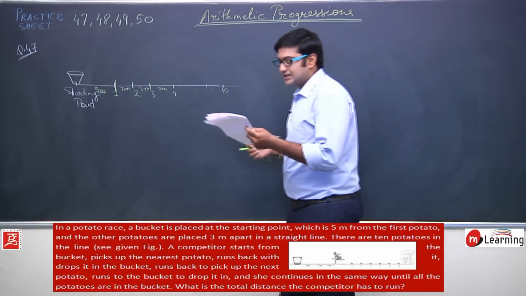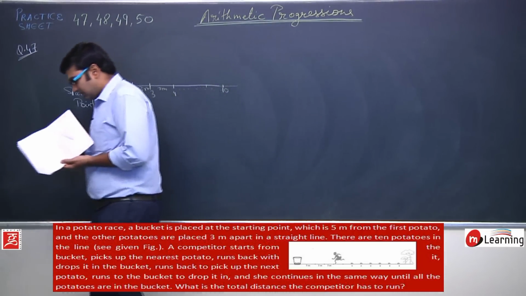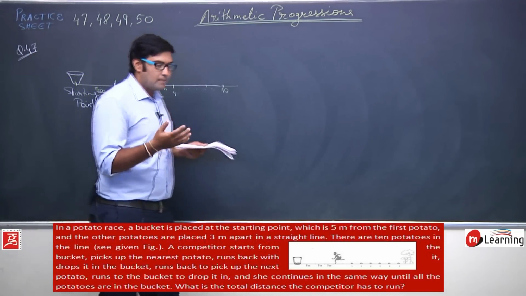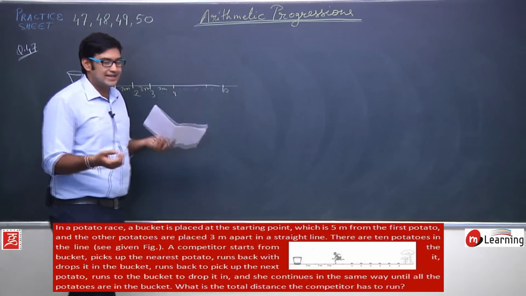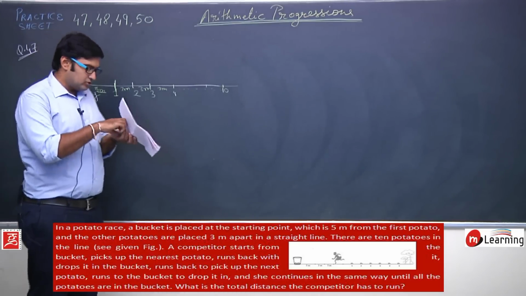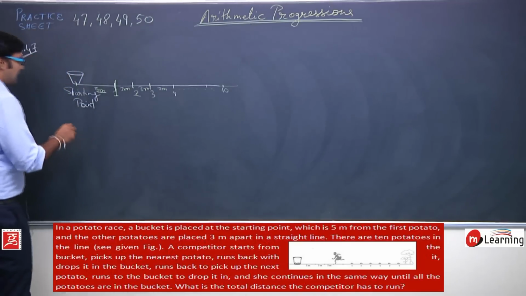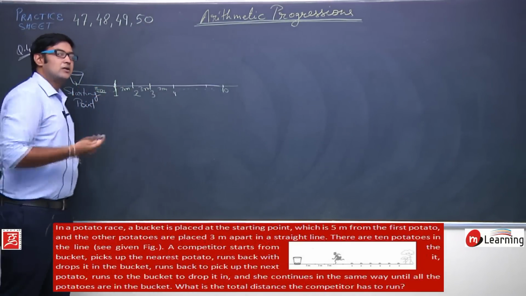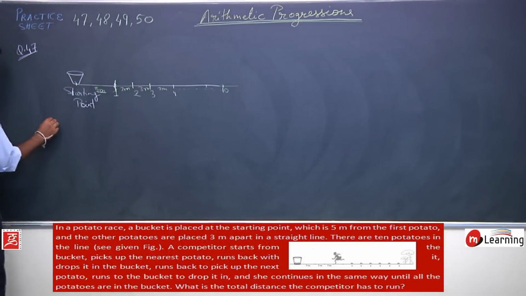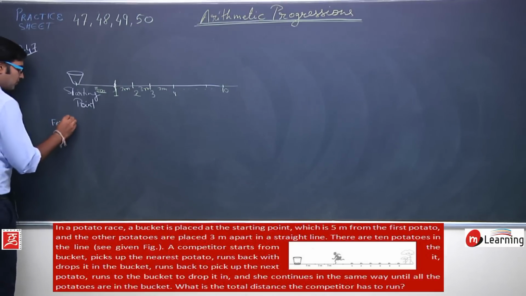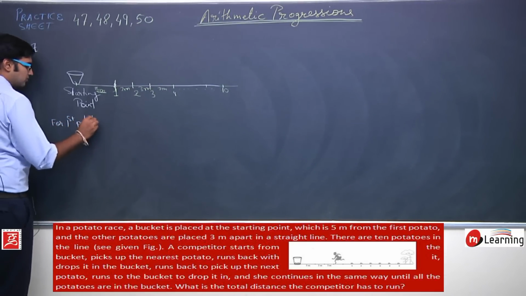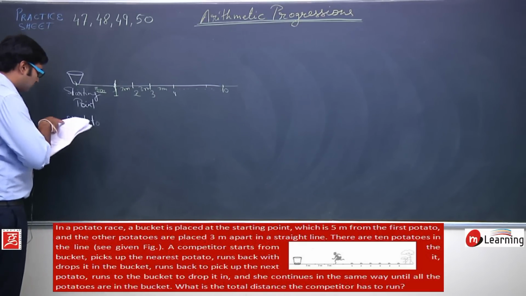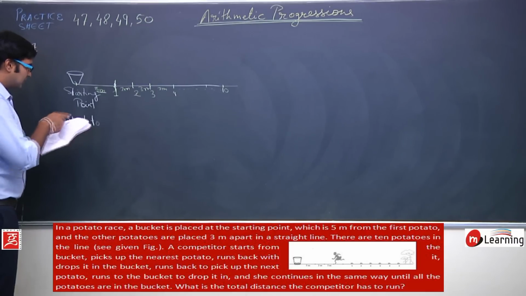What is the total distance the competitor has to run? So it is asking how much total distance the competitor ran in order to pick all the 10 potatoes. So what we are going to do is, first let us determine the distance traveled to pick the first potato and keep it in the bucket. For the first potato, she needs to run 5 meters and then 3 meters.